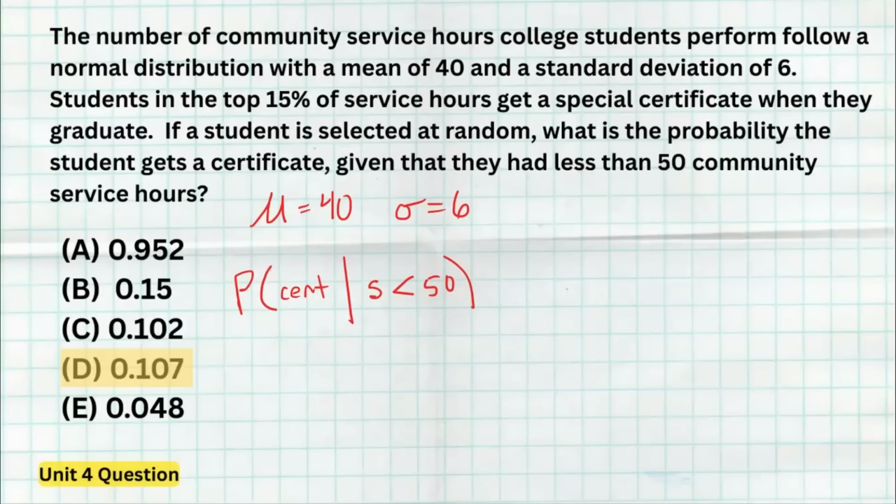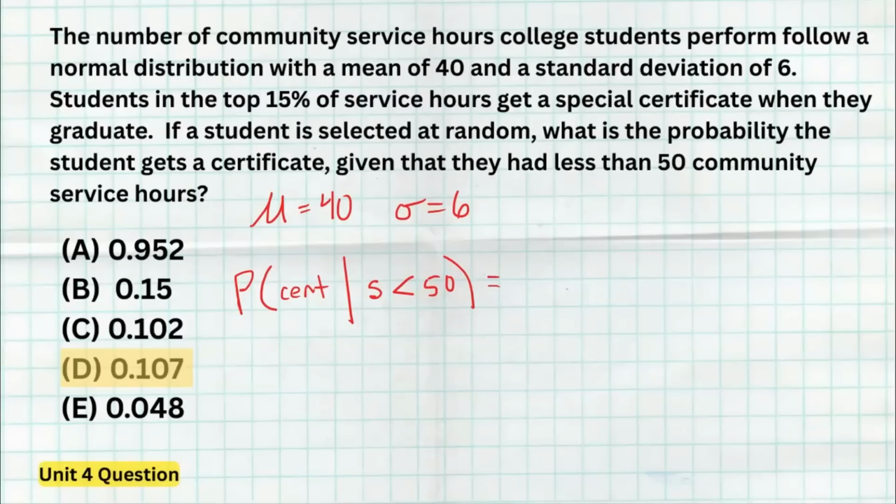So there again, that's really important because if it just said, hey, what's the probability that somebody gets a certificate? That would actually be easy because it'd be 15%. The top 15% get a certificate, so 15% of college students get a certificate. But there's the given that makes this question really tricky. So a lot of kids will just read that first part and jump and say the answer is B, but that is of course wrong.